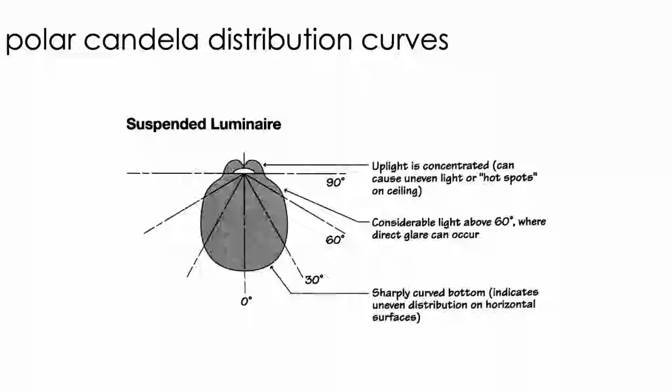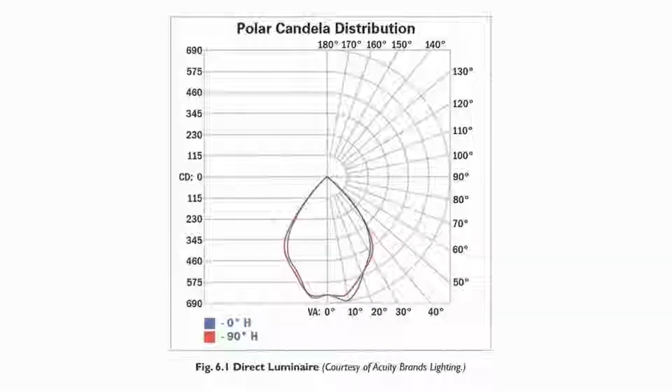So we need to look at what's called the polar candela distribution curve. And as we have seen in our tours, some are basically all downlights, but suspended luminaires have the most complicated possibilities because you can have up and downlight in varying percentages. So these polar candela distribution curves will show us what the light distribution is.